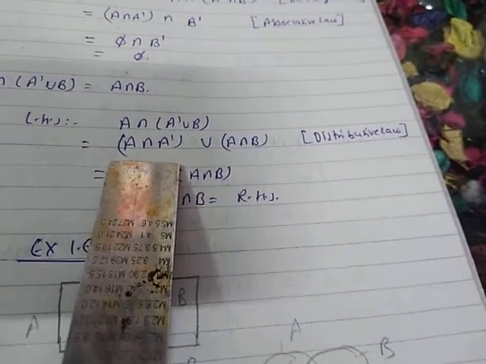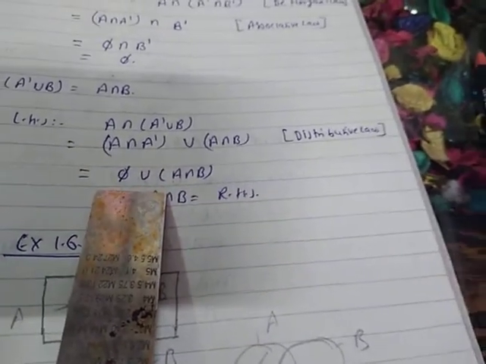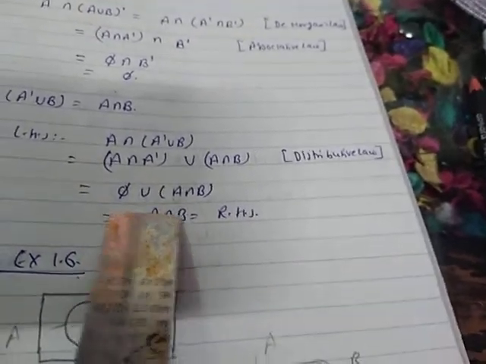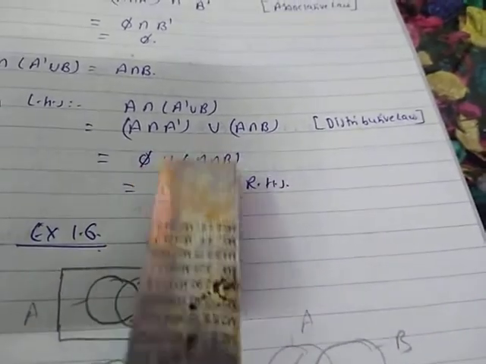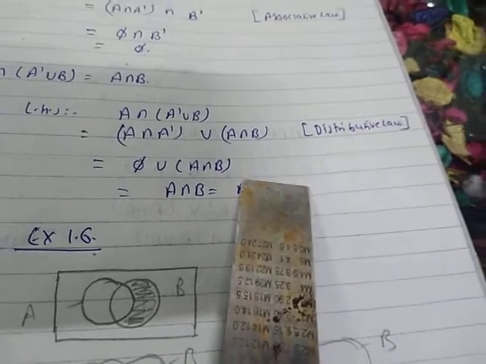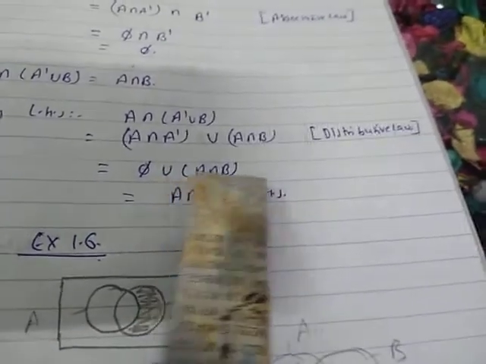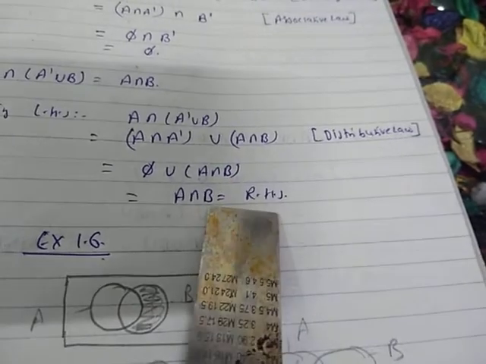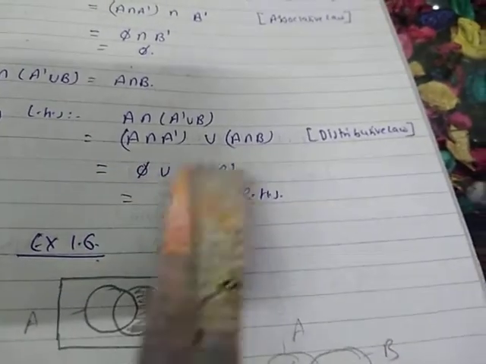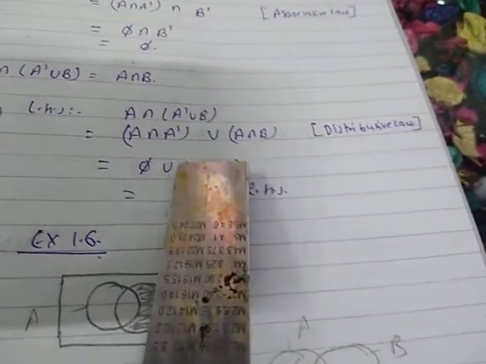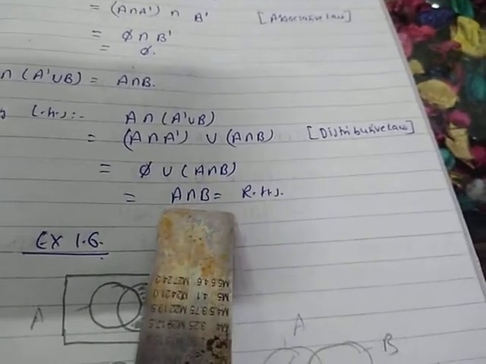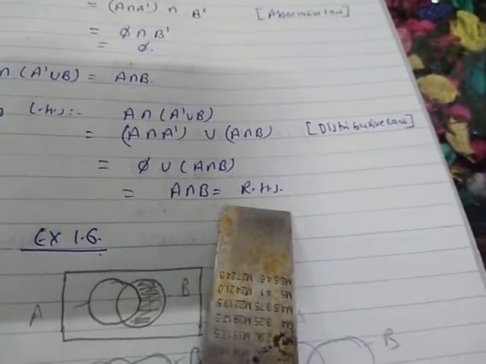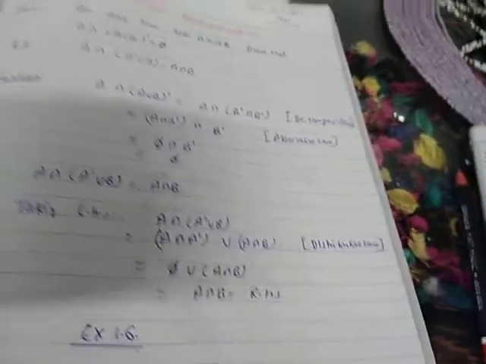Okay, now A intersection A complement is phi, and union with A intersection B. Phi union A intersection B is what? Phi union A intersection B is A intersection B, because phi has nothing in it, so the union gives this. If the sign were intersection, it would be phi, but here union is there, therefore it is A intersection B, hence this is your RHS. So this way you have to prove that kind of questions.